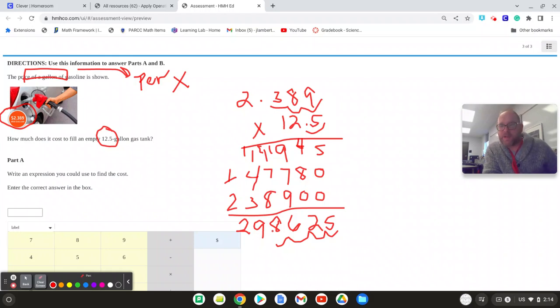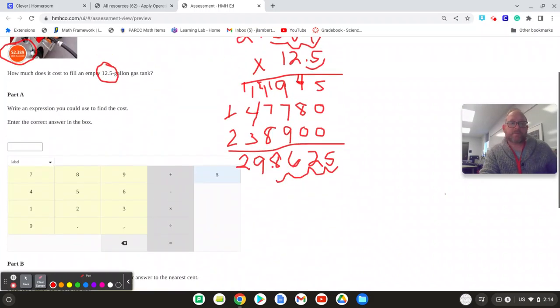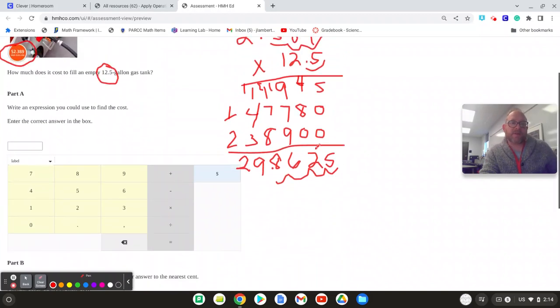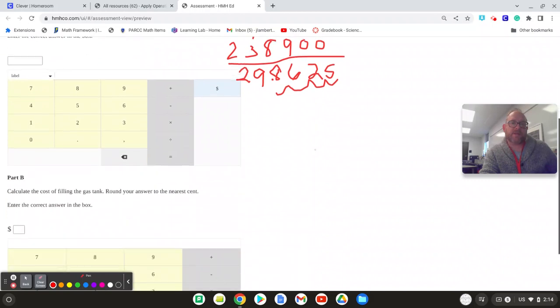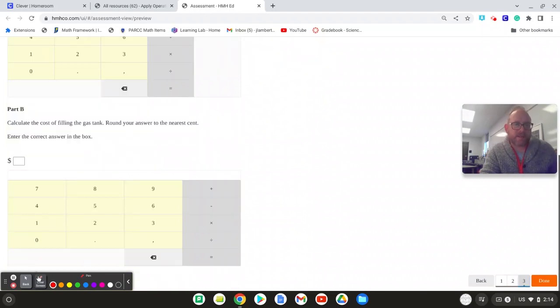There you go. We're good. So our expression was there, and then there's our cost down here. Again, the cost was $29.86 for the total for filling our gas tank. We'll go ahead and type that in, and we can be done with the day. So $29.86. There we go. All right, guys and gals, hopefully that was easy breezy for you.